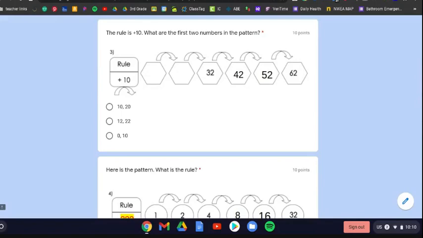Number 3 was the first of 2. These are frames and arrows because you have frames where the numbers go, and the arrows tell you the rule. For number 3, we knew that the rule was plus 10, and then we have 2 blanks. And then your pattern says 32, 42, 52, 62. What are the first 2 numbers? Is it 10 and then 20? Is it 12 and then 22? Or is it 0 and then 10? We know what the rule is. You need to find the missing numbers. Click on the answer choice that has the correct answer. Click in the white space and scroll down.